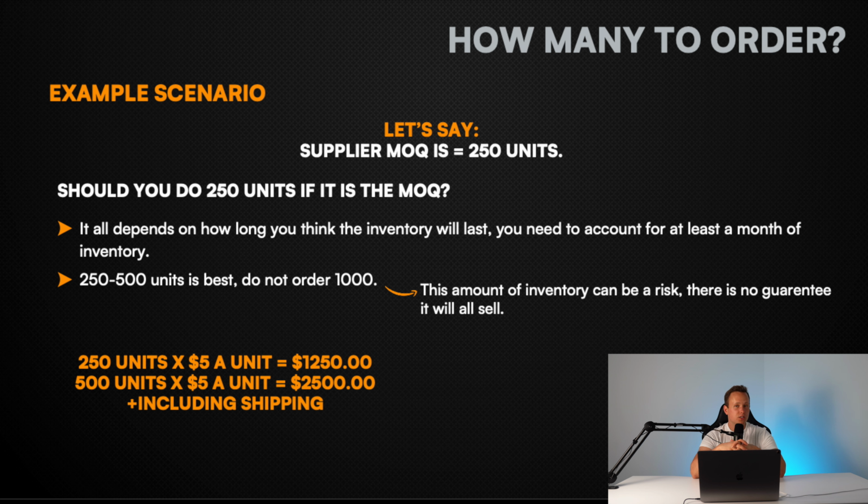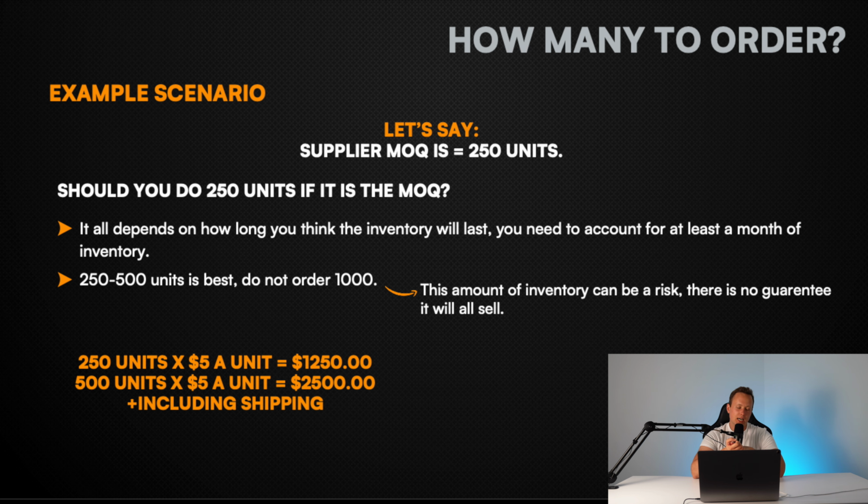So if we go back to our scenario, $5 per unit, ordering 500 is going to cost 2,500. And then let's say you add on shipping on top of that. Let's say it's average shipping, and it's going to cost you an extra $2,000 for shipping. Okay, so 4.5K, that's how much it's going to cost you for your first product. It's a 4.5K investment. So now we have to look at it like this.